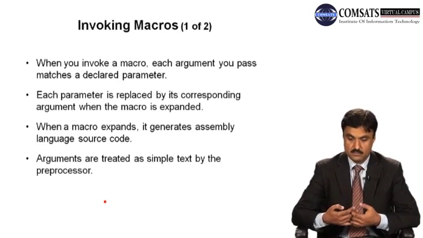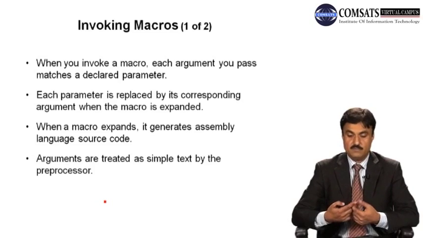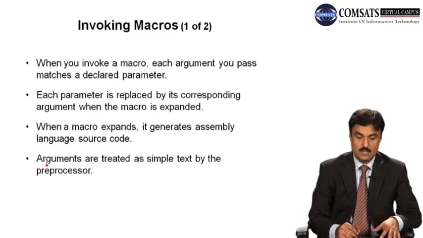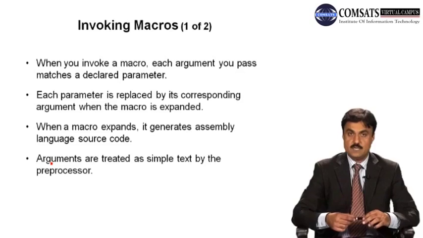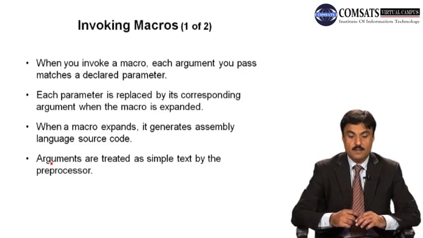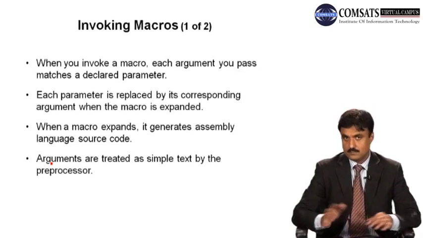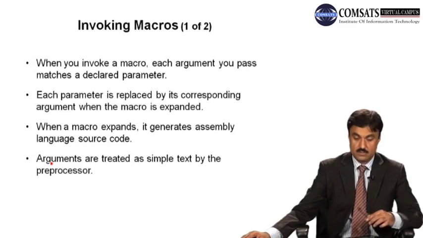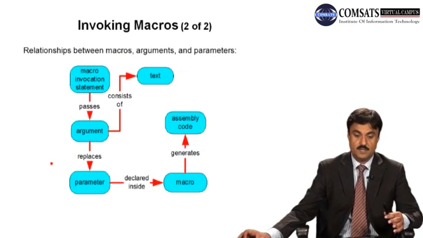You will see in the next few slides these types of situations. When a macro expands, it generates assembly language source code, as we have already discussed, and the arguments are treated as simple text by the preprocessor. They are not considered variables, before assembling and linking. They will be treated as text.